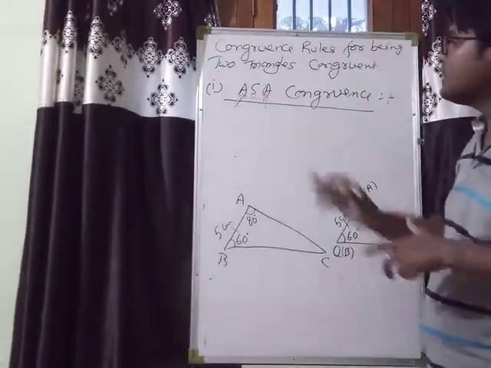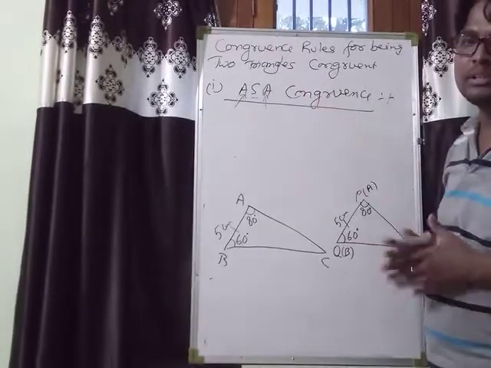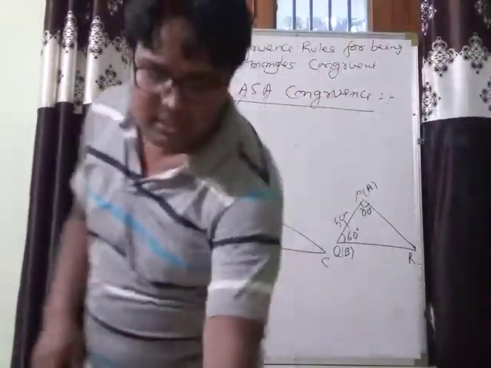That's why this is called the ASA congruency rule. So what is the ASA congruency rule?